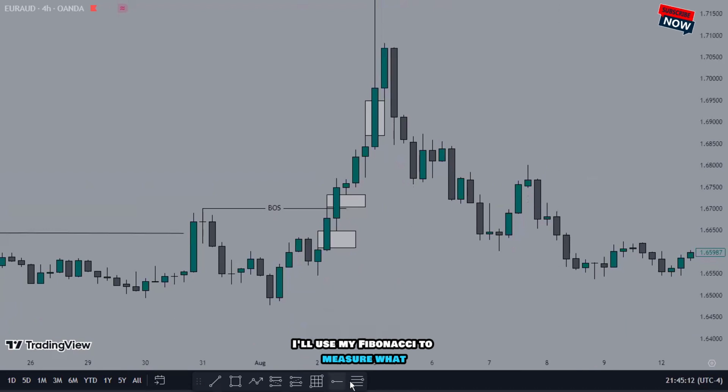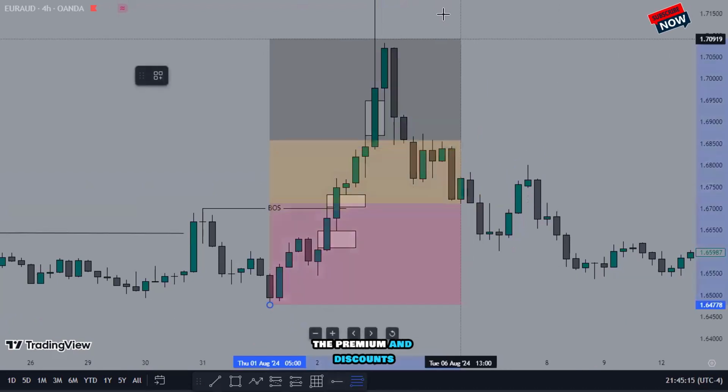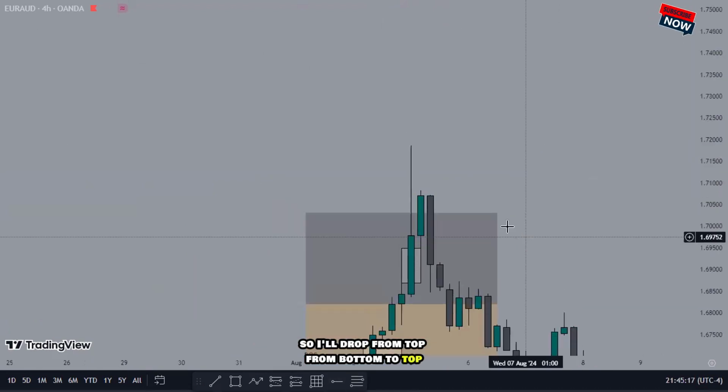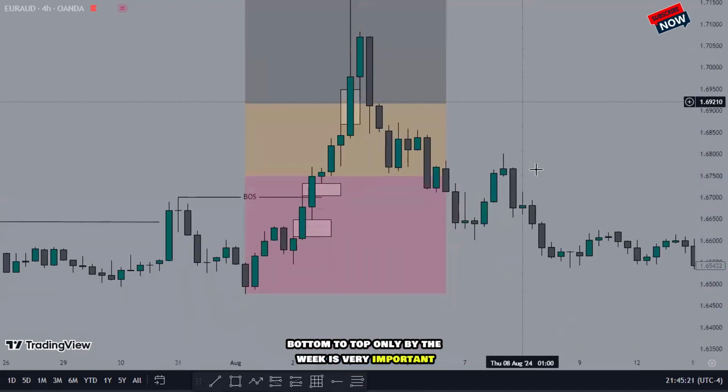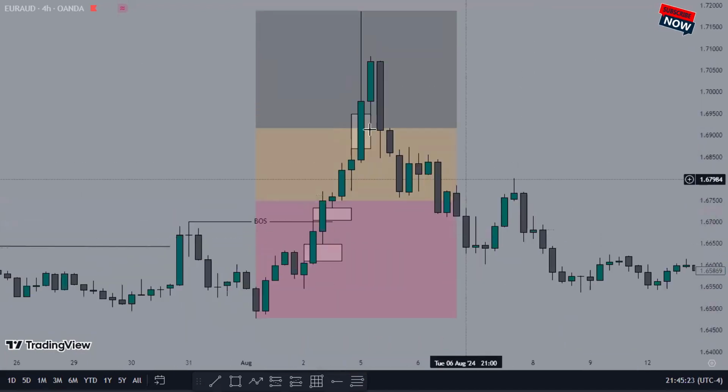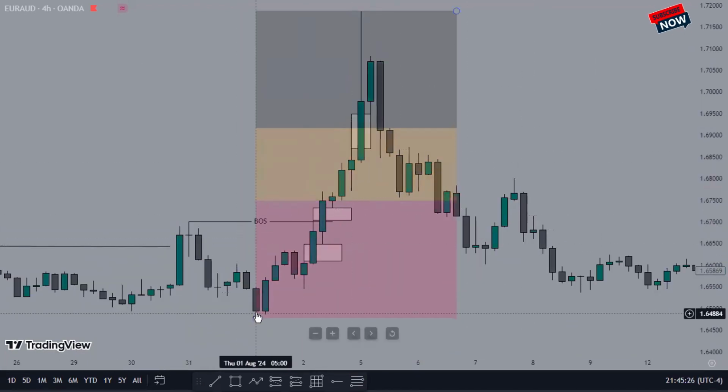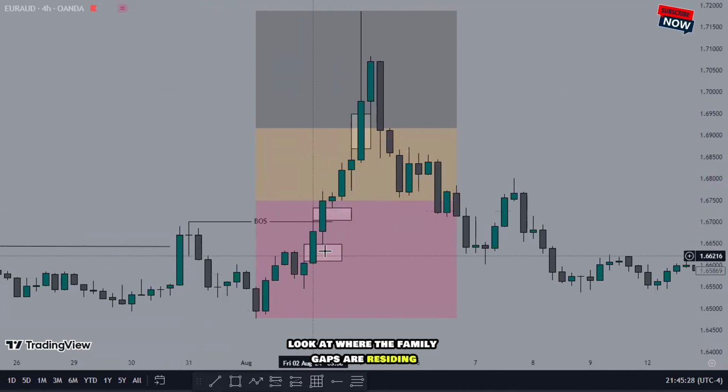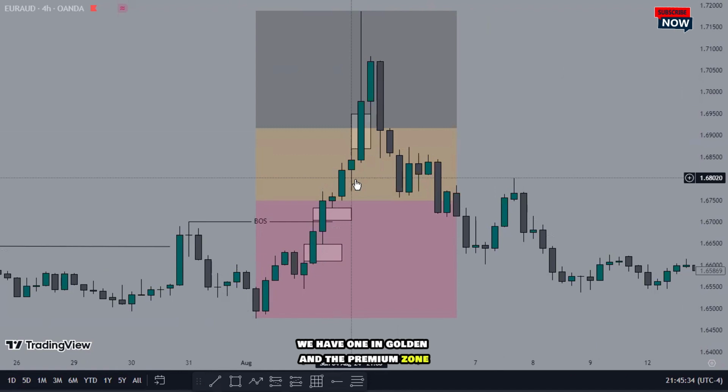So if I want to buy this particular currency pair as low as possible, I'll use my Fibonacci to measure the premium and the discount. So I'll draw from bottom to top. Bottom to top. Don't leave out the wick, it's very important. Then now we look at where the fair value gaps are residing. We have two fair value gaps in the discount zone. We have one in the golden and the premium zone.